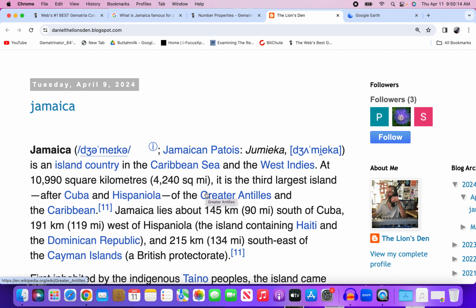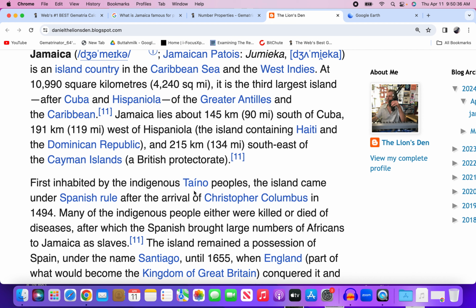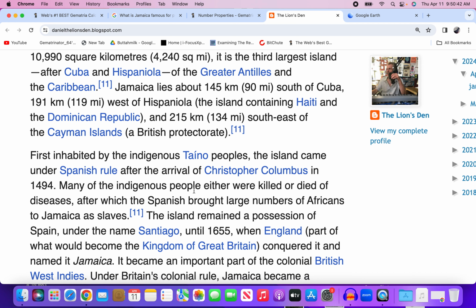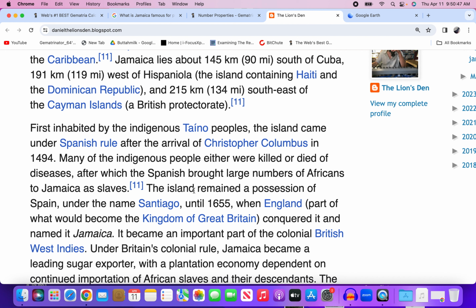It's the third largest island in the Caribbean after Cuba and Hispaniola at 4,240 square miles. It's 90 miles south of Cuba, 119 west of Hispaniola. It was first inhabited by the indigenous Taino people. Of course, supposedly Christopher Columbus discovered it in 1494. It was originally called Santiago until 1655 when England conquered it and named it Jamaica.